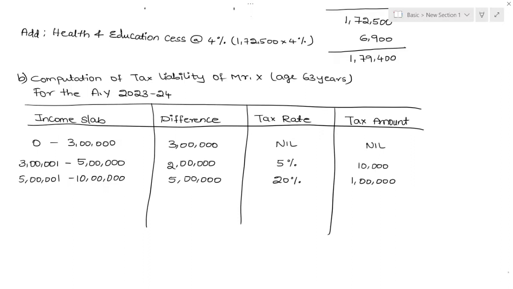Then 10 lakhs to 12 lakhs. 10 lakhs 1 rupee to 12 lakhs. Difference 2 lakhs. Tax rate 30%. Tax amount 60,000.